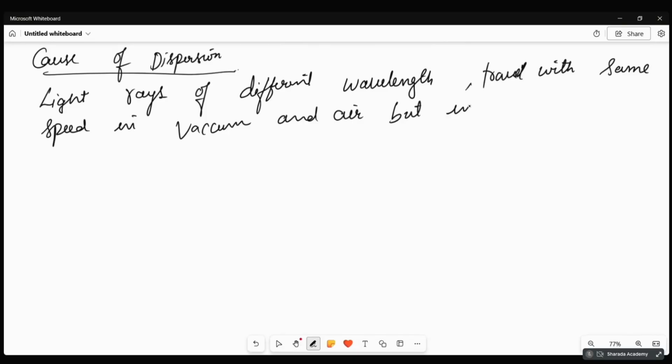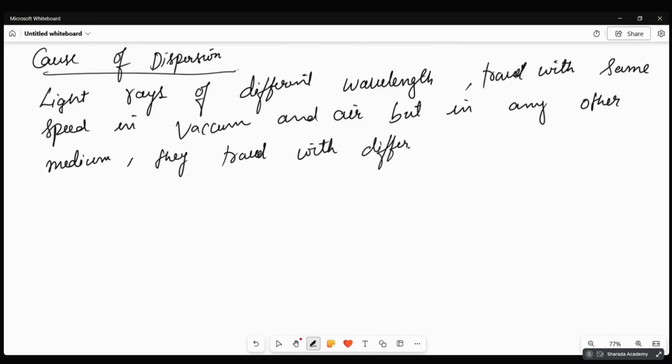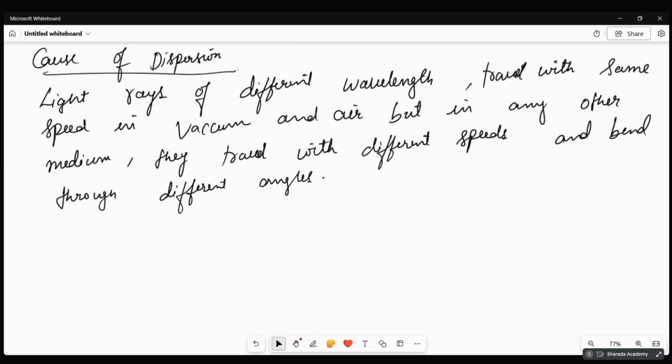But in any other medium, they travel with different speeds and bend through different angles, which leads to the dispersion of light.